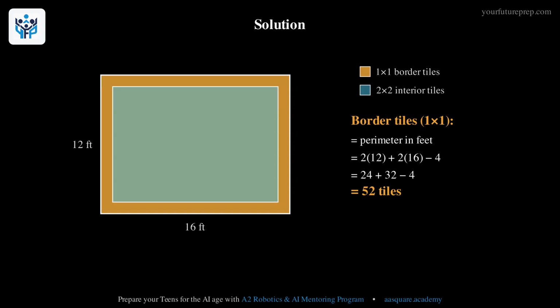But the 4 corner tiles were each counted twice. So we subtract 4. 56 minus 4 gives 52 border tiles.